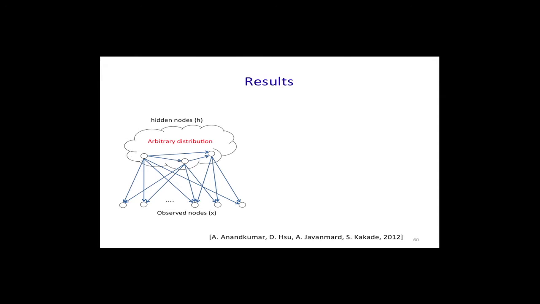There is no assumption on the distribution or correlation among the latent factors. But we assume that there is some linear dependence between the observed nodes and the latent nodes. So X, the observed node, is given by AH plus noise. And A corresponds to this part of the graph.